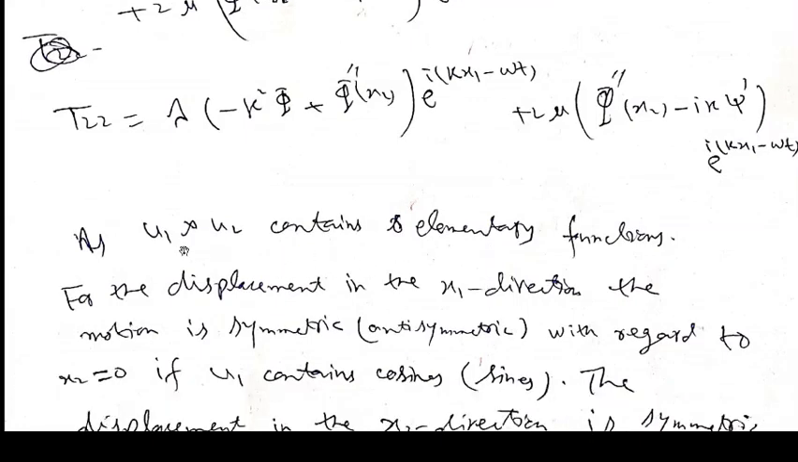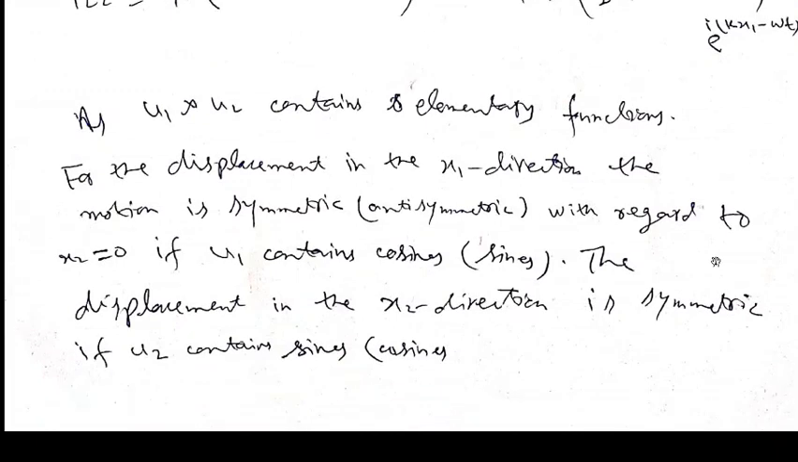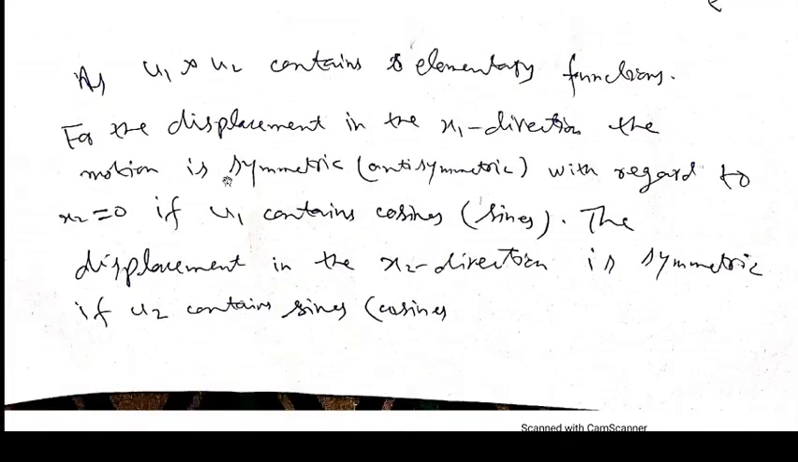Like this. As u1 and u2 contain elementary trigonometric functions, sine and cos, for displacement here we will talk about symmetric motion and anti-symmetric motion, and with the help of this symmetric and anti-symmetric motion we will split these four constant unknowns into two unknowns. For symmetric we have two unknowns, and for anti-symmetric we will again have two unknowns, that we can solve separately. So we will have two types of result, anti-symmetric or symmetric.